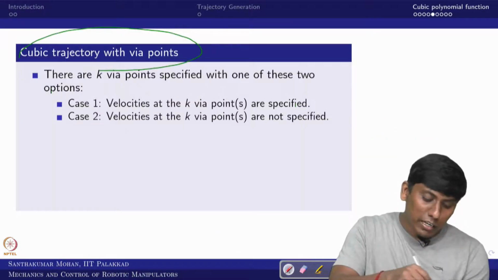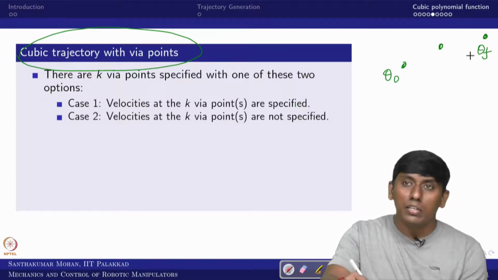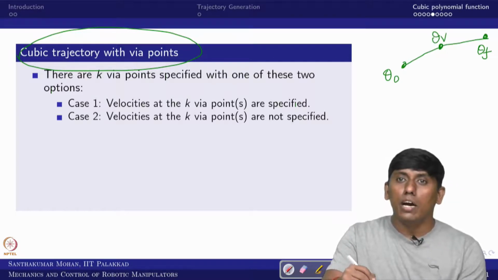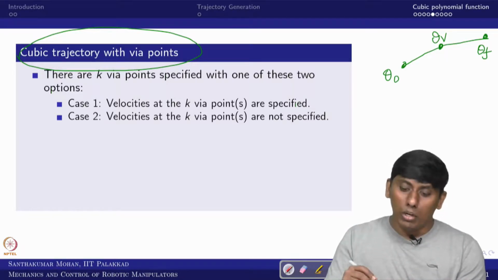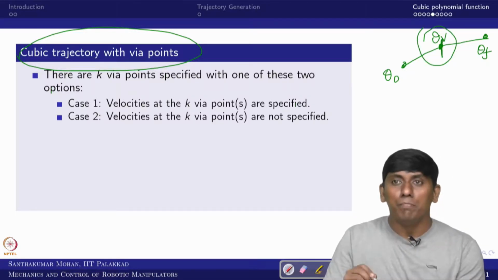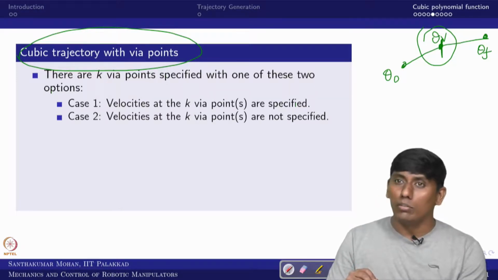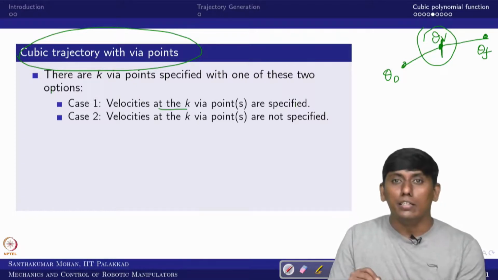But now we will go further. The cubic trajectory can come with a via point. For example, this is theta 0 or x 0, whatever. This is supposed to reach theta f, but I have given a via point as theta v. The cubic trajectory can be generated in two modes. One is where the via point velocity is also specified, which gives 8 equations and 8 unknowns that you can solve, a slightly trickier way that we will see in the next slide.